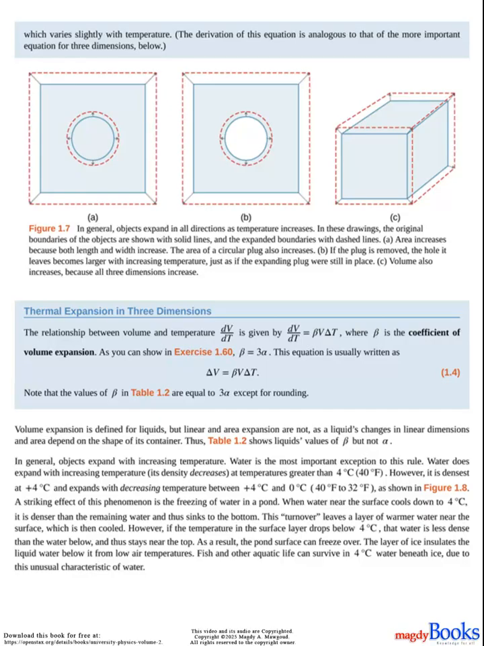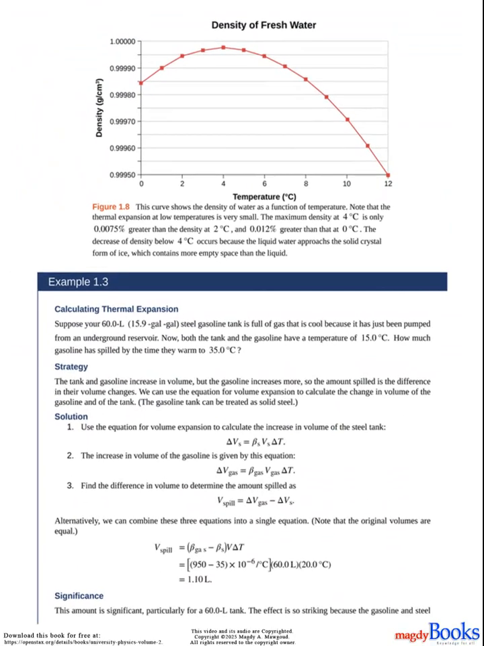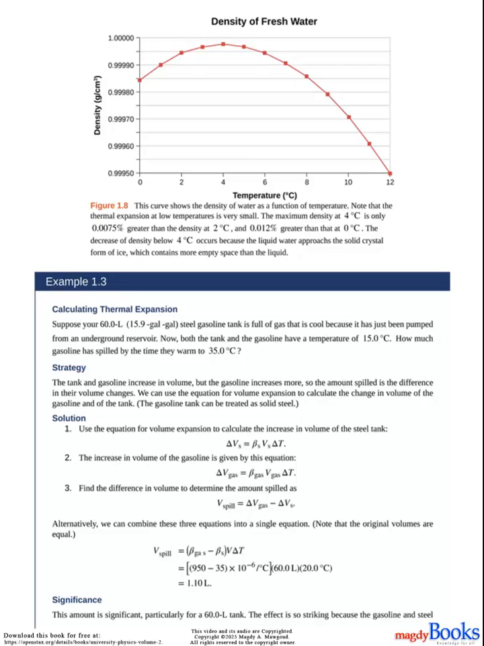The layer of ice insulates the liquid water below it from low air temperatures. Fish and other aquatic life can survive in 4 degrees Celsius water beneath ice, due to this unusual characteristic of water. Figure 1.8. Density of fresh water.